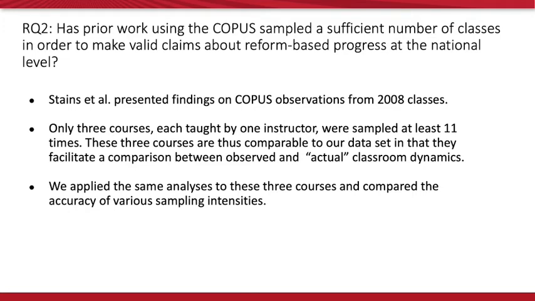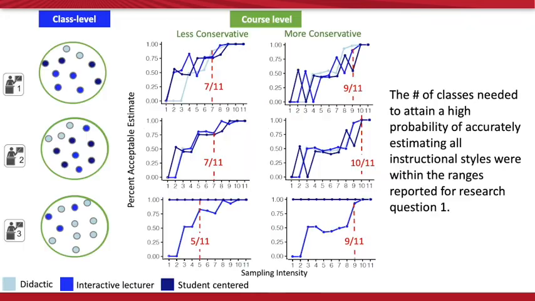Staines et al. presented findings on COPUS observations from over 2,000 classes. However, only 3 courses in their dataset, each taught by 1 instructor, were sampled at least 11 times. These 3 courses are thus comparable to our dataset in that they facilitate a comparison between the observed and the actual classroom dynamics. We applied the same analyses that were presented earlier in the talk to these 3 courses and compared the accuracy of varying sampling intensities.